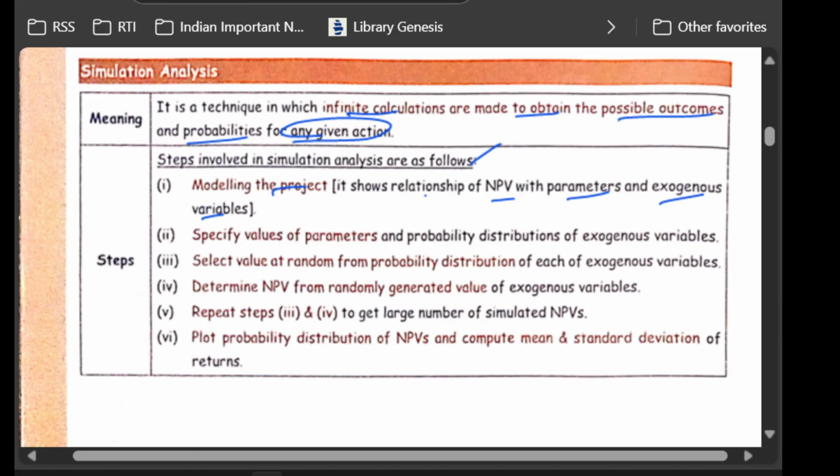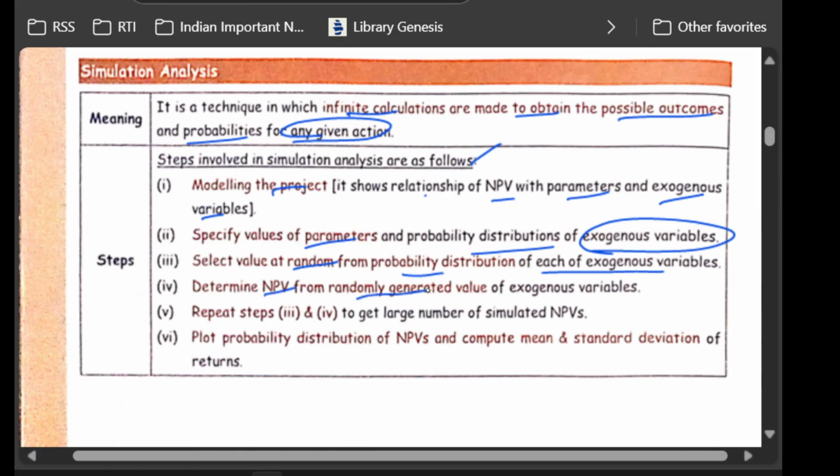And that is the first point: specific values of parameters and probability distribution for exogenous variables. So we know this specific matter is mandatory, and this probability will be happening to arrive at this. Select the value of a random variable from the probability distribution for each of the exogenous variables. Sometimes we are not able to find it, so at that time we may use a random variable, a random probability distribution, to arrive at the value.